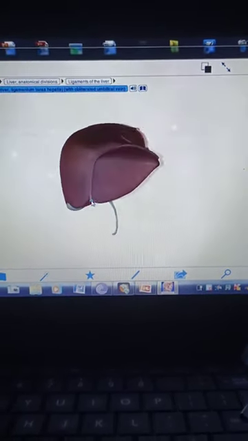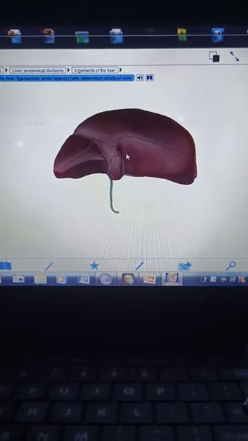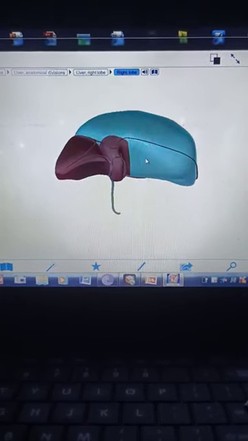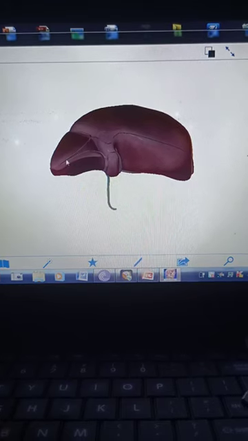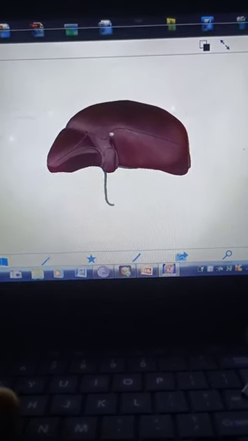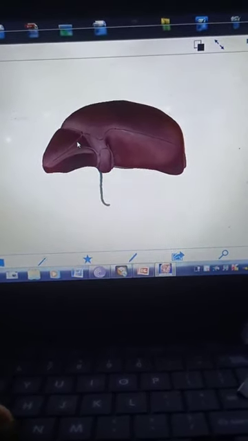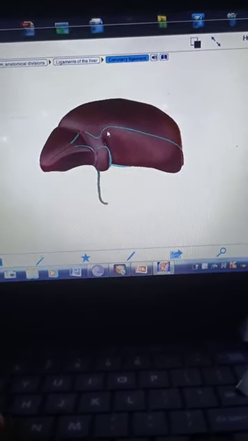And while moving to the posterior aspect, this is the posterior surface. This area is the posterior surface of the liver, only this much. Okay, so in the posterior surface we can see the reflection of some ligaments.